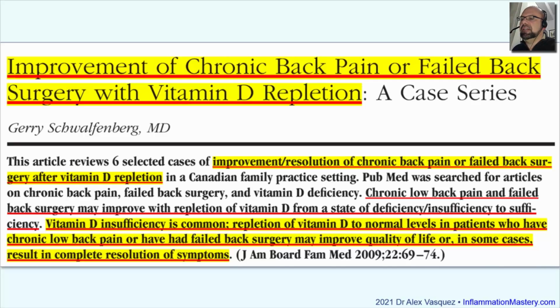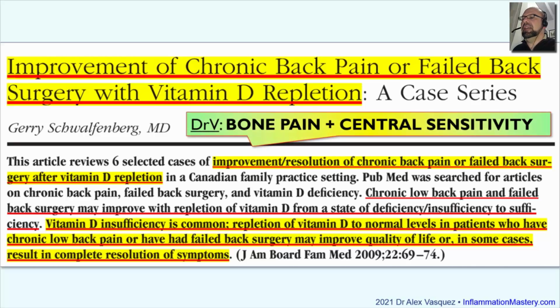Vitamin D insufficiency is common. Repletion of vitamin D to normal levels in patients who have chronic low back pain or have had failed back surgery may improve quality of life or, in some cases, result in complete resolution of symptoms. Again, Journal of the American Board of Family Medicine, 2009. So again, we see bone pain and central sensitivity as a consequence of vitamin D deficiency in our adult patients.